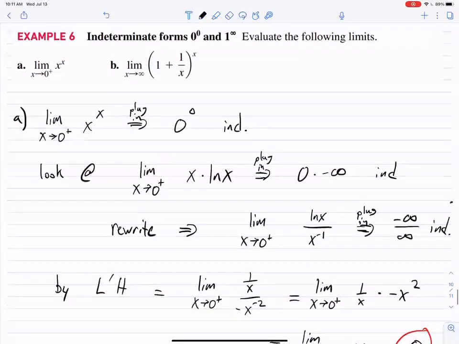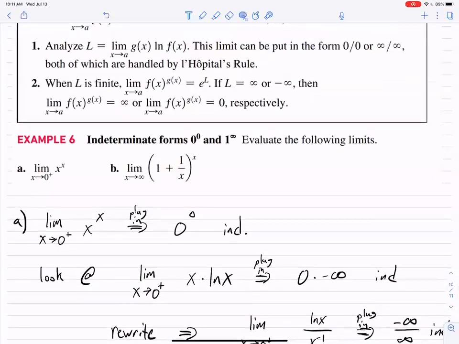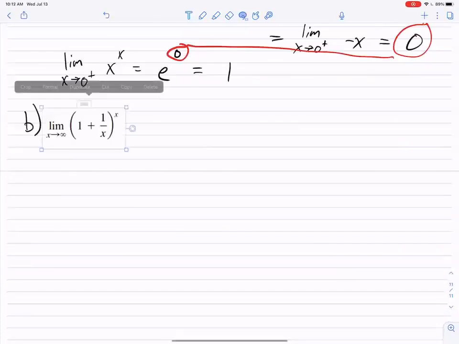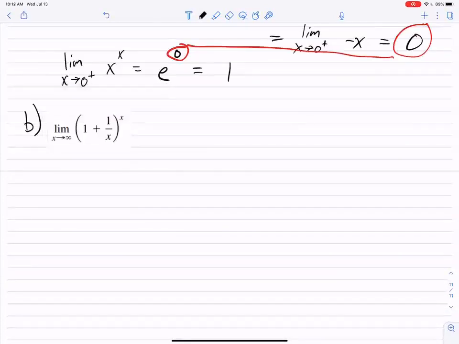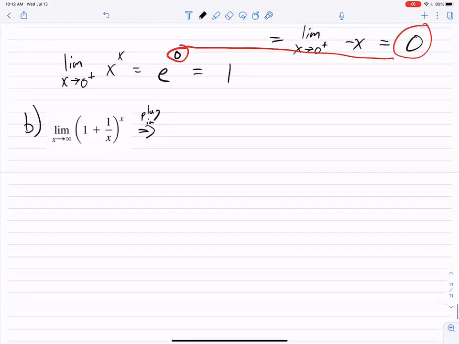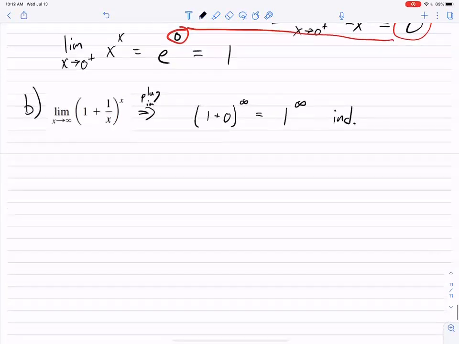Okay, let's do one final example and then call it a day. So again, same issue. If you plug in, you'll get 1 plus 0 to the infinity, which is 1 to the infinity, indeterminate. And so look at the ln. So take the natural log. Taking the natural log, it's the limit as x approaches infinity of x times the natural log of 1 plus 1 over x.